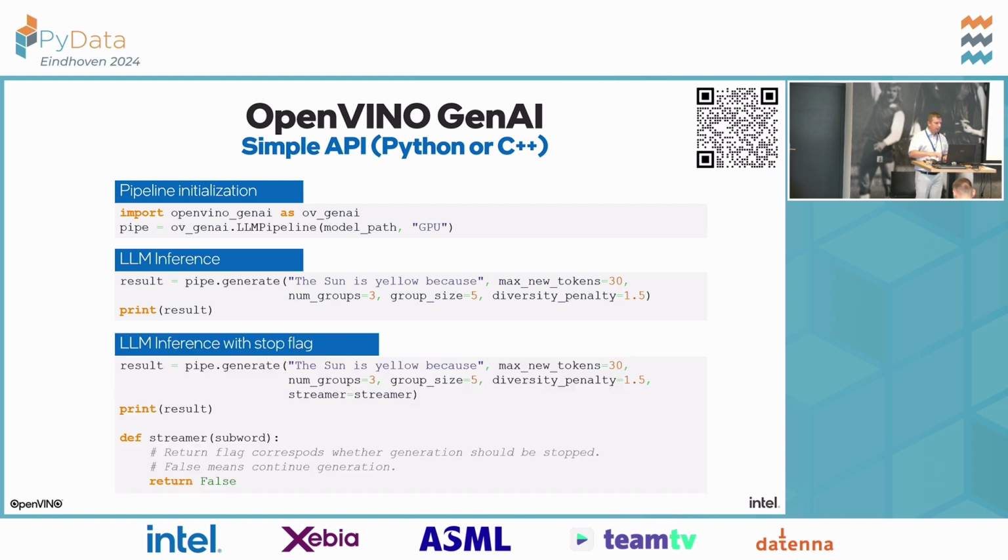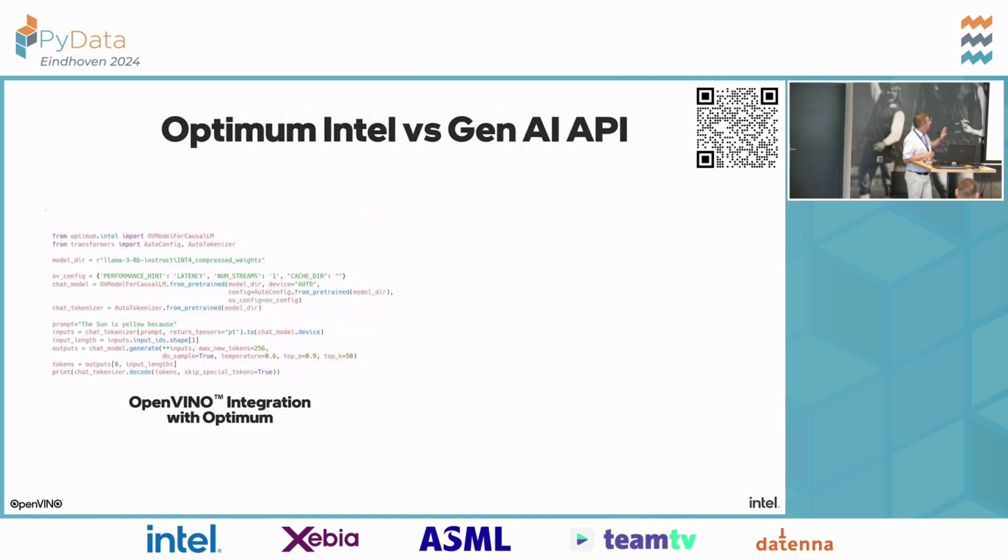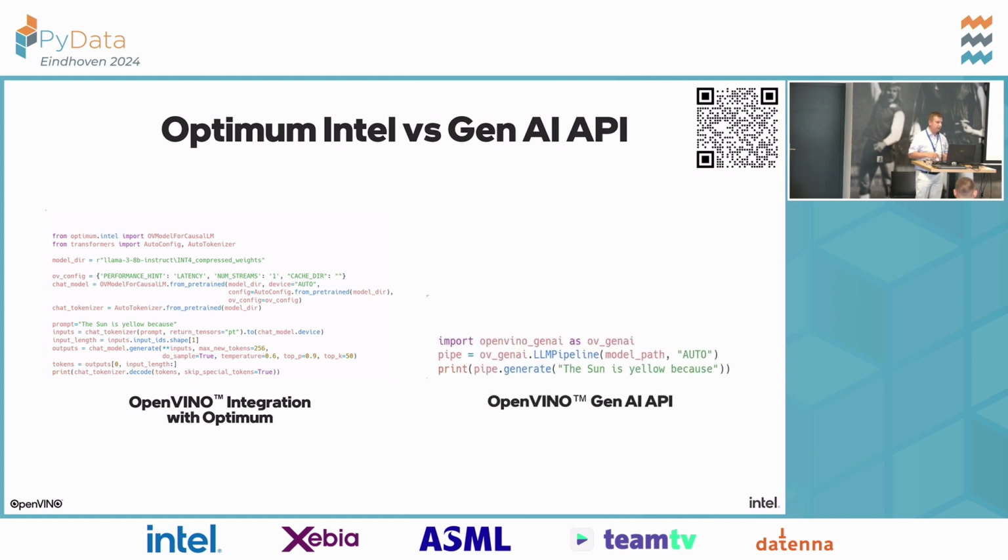There is also a stop flag possibility if you'd like to stop the inference in advance, so there are some possibilities for that. And if you compare the inference with Optimum, the Hugging Face pipeline on the right side, and this new approach with OpenVINO GenAI, you can see that the code is just 3 lines of code, and it looks very simple.